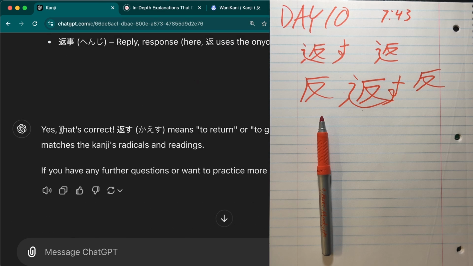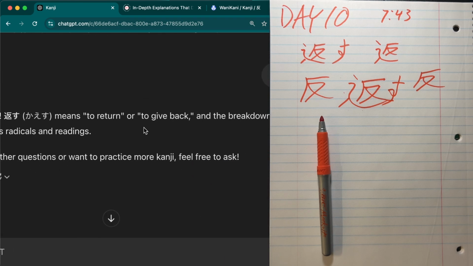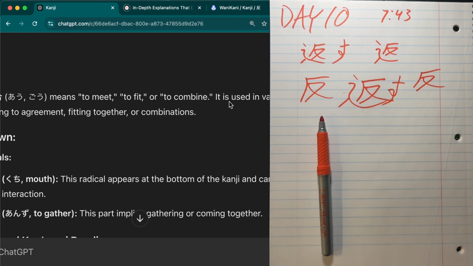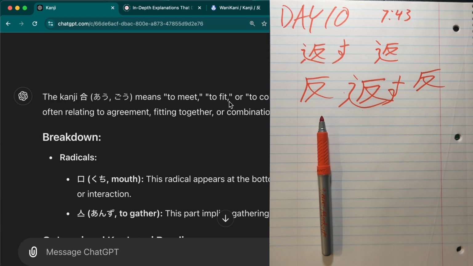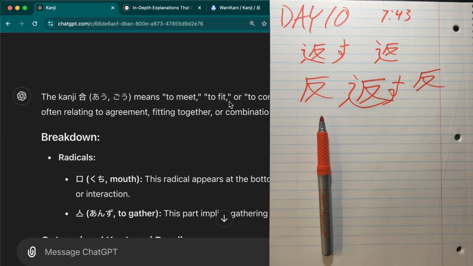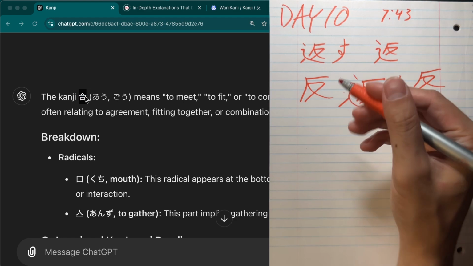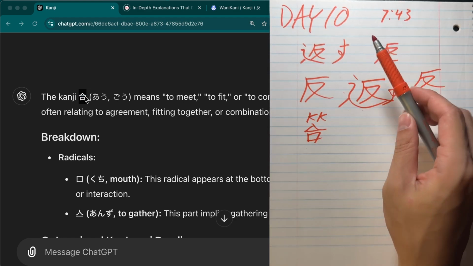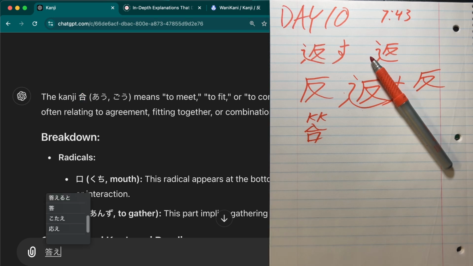Was the next one tabun? No, it was ateru. They didn't give me... Okay, let's just put this one. Ao or go means to meet, to fit, or to combine. It is used in various contexts, often relating to agreement, fitting together, or combinations. And I believe it's the one that also is in kotae. So kotae is like... Let's see if I can remember kotae. I think it had something like this. Yeah, that looks very wrong, but let's see. Nope, it's correct. I just wrote it really poorly.